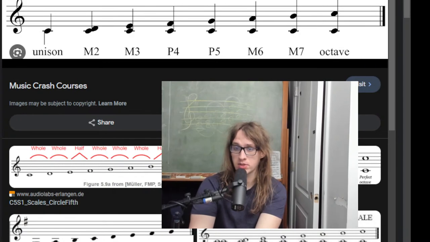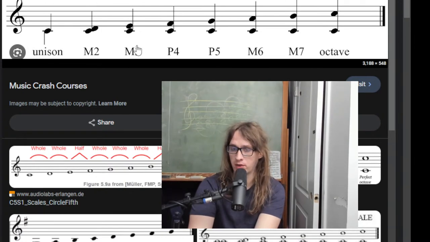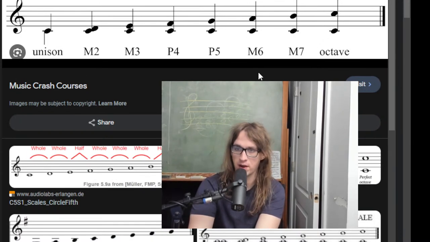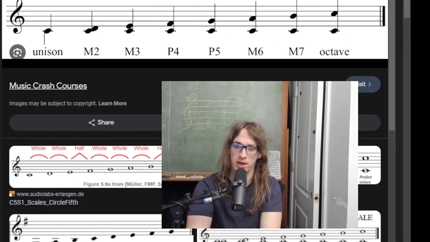Major sixth. I'm sorry, minor sixth is what it should be. It's what it should be, but this has a capital. So this should be minor third too, which I'm sorry, major third. Major sixth. I had that confused for a second, but this is all major, because it's all from the major scale, so just ignore what I just said there. Major seventh right here is C to B, and then the octave is right there.